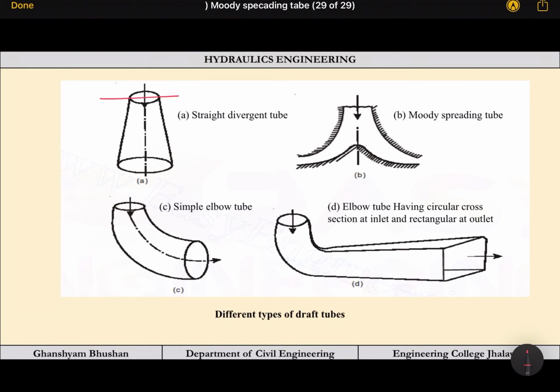This draft tube is connected to a turbine exit. Why is it being used? Because the exit velocity is very high. Why is this arrangement provided? The area is gradually increasing, so as the area increases, the velocity will be reduced. For safer passage of the fluid coming from the turbine, we use the draft tube.